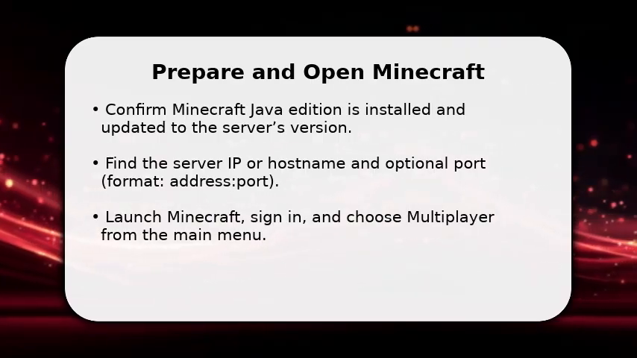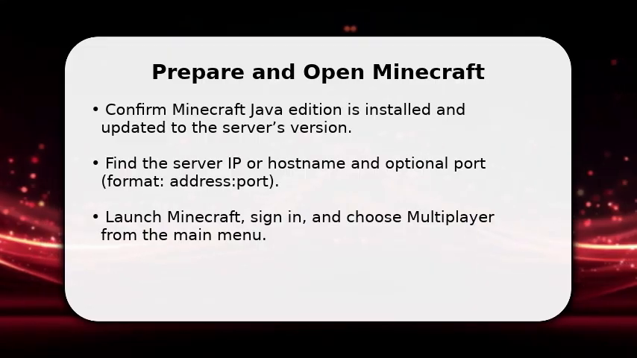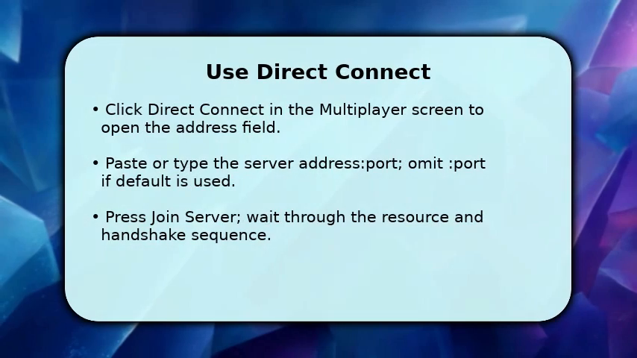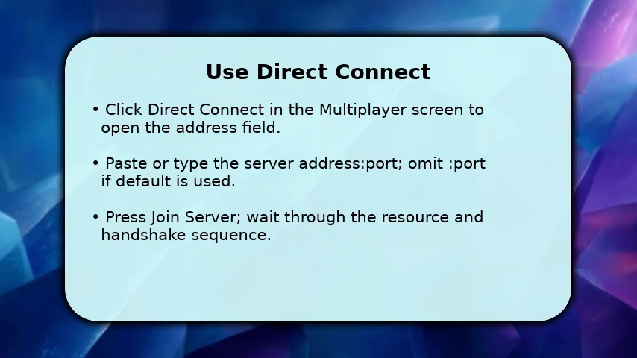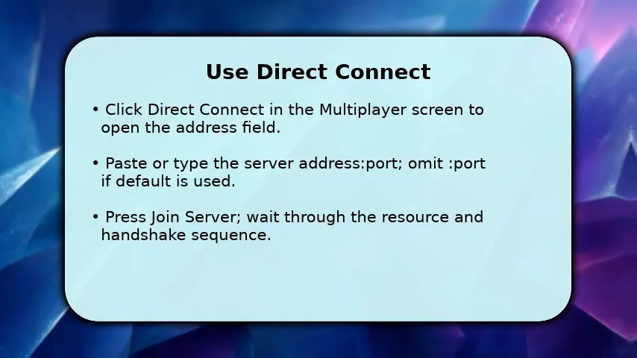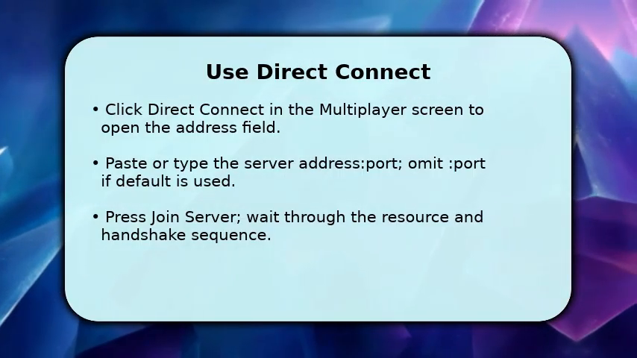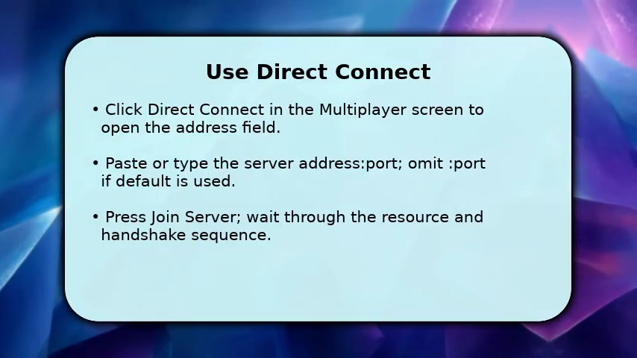You're moving immediately into the connection flow, not fiddling with settings yet. This prepares you to use Direct Connect straight away. You now choose Direct Connect on the multiplayer screen to paste the server address into the single field. If the server uses a custom port, include it after a colon. If not, leave it as just the host. After entering the exact address, press Join Server.